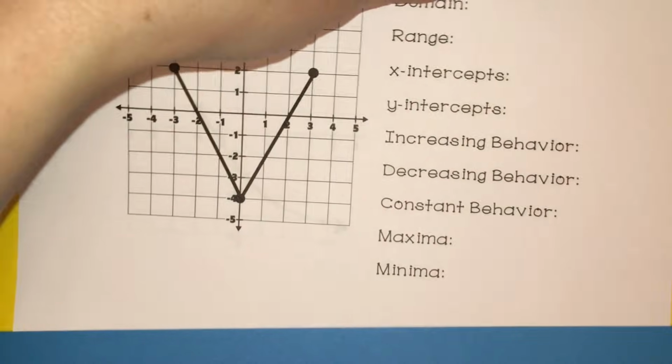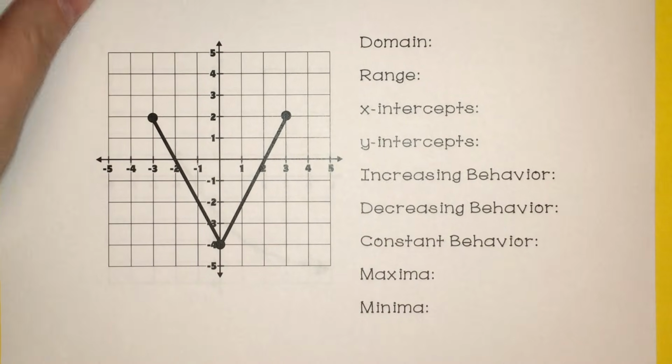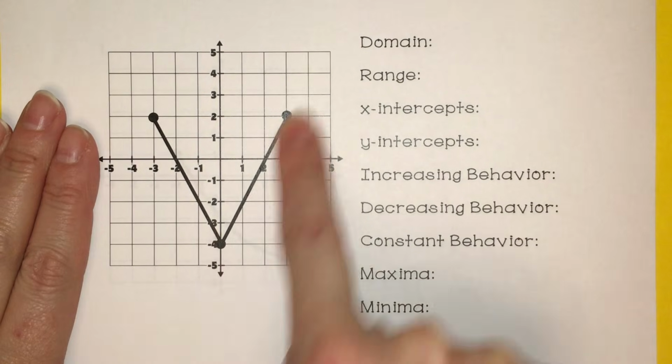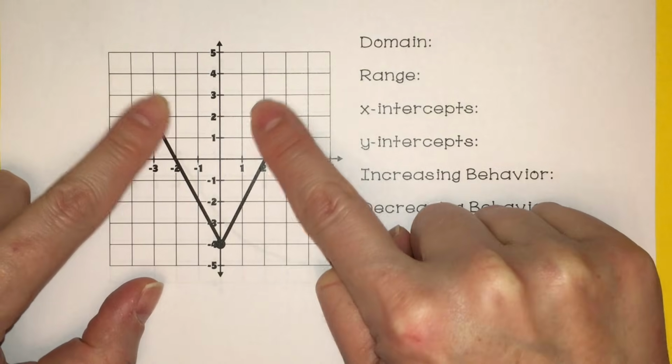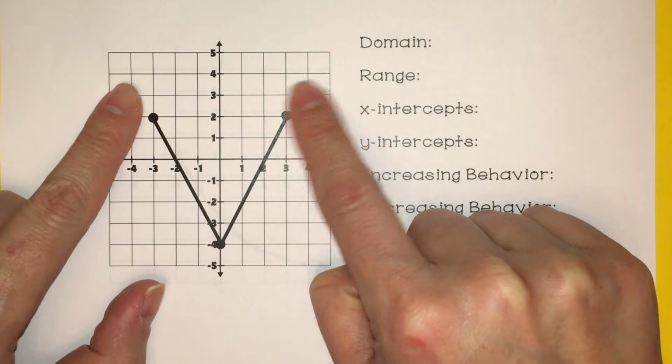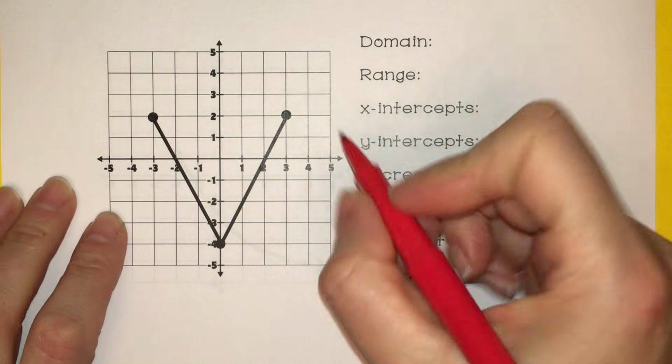All right, here is our first one. So on this graph, it's a V shape and it stops at these 2 points. If there were arrows, it would mean that our graph continues going. So we're going to start with the domain. Remember, that's the x value. So we have to look at the x-axis.